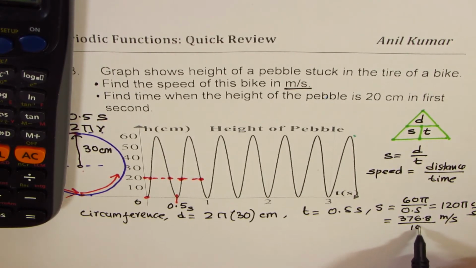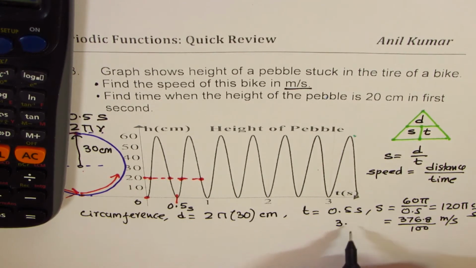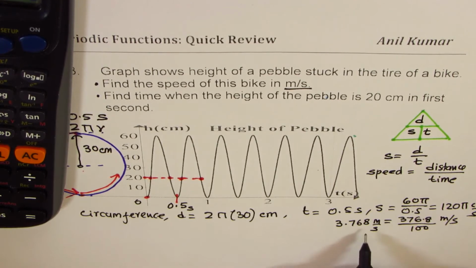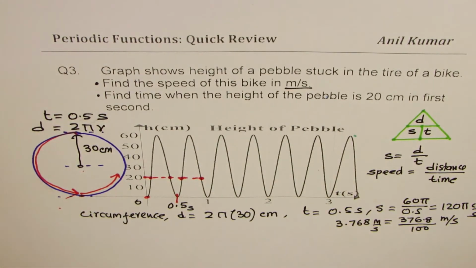Only if I divide this by 100 I could do that, correct? So dividing by 100 gives me 3.768 meters per second. Does it make sense? So that becomes the speed in meters per second. That is your speed.